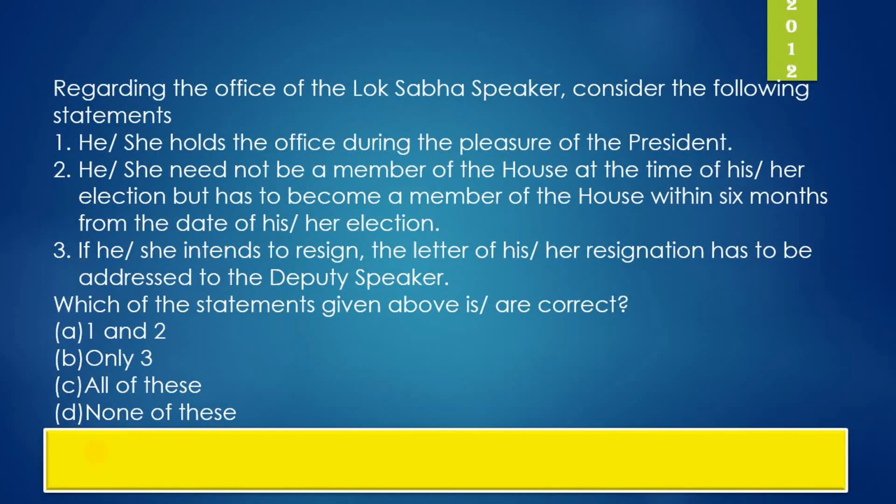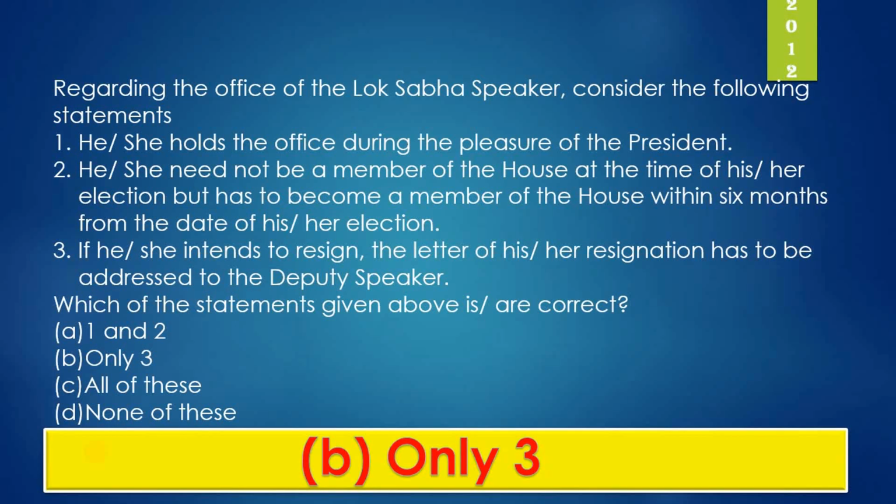He or she needs to be a member of the house at the time of his or her election, but has to become a member of the house within 6 months from the date of his or her election. If he or she intends to resign, the letter of resignation has to be addressed to the deputy speaker. So which of the above mentioned statements is correct? 1 and 2 only, 3, all of these, or none of these? The answer is option B, that is only 3. Only the third statement is correct in this context regarding the Speaker of the Lok Sabha.